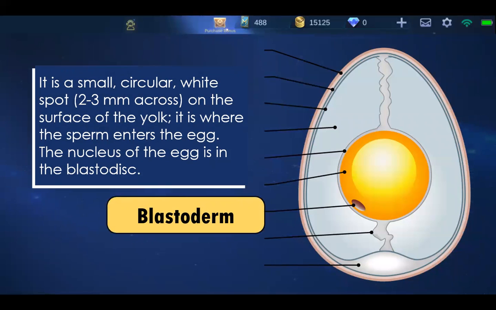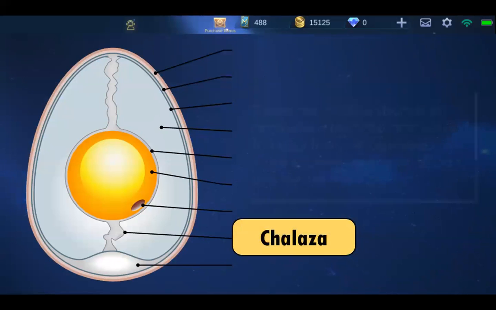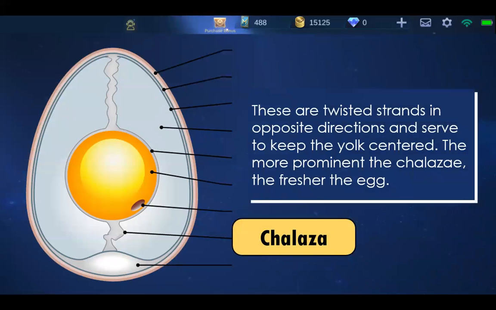The yolk is kept in position at the center of the egg with the help of the chalazae. These are two strands of mucin fibers, which is a very special form of protein, twisted in opposite directions. The more prominent the chalazae, the fresher the egg. This cord-like structure may have to be strained while making custards. The very function of the chalazae is to hold the yolk in place. In baking, the chalazae are sometimes removed in order to ensure a uniform texture.